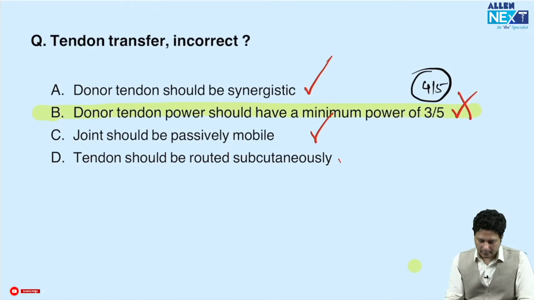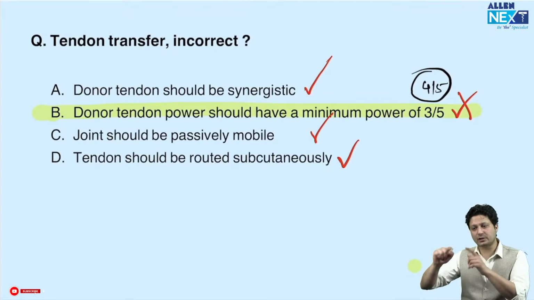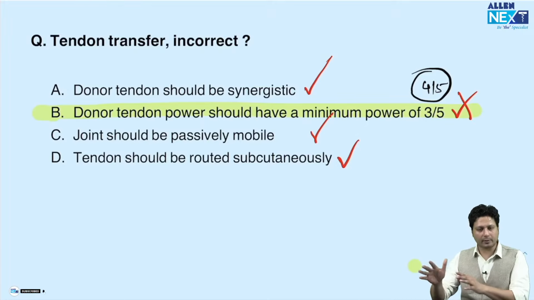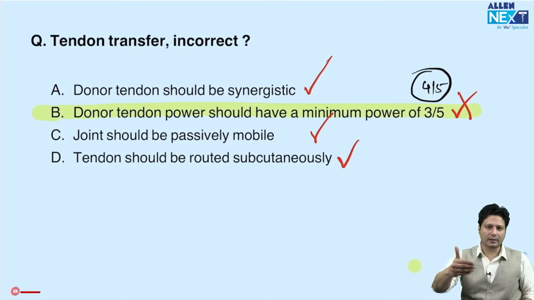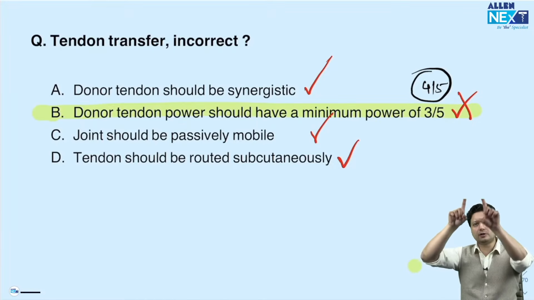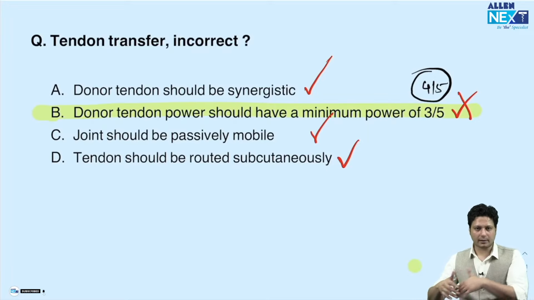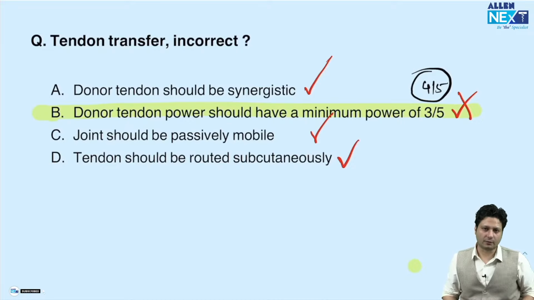around which you are transferring the tendons. Then the tendon should be routed subcutaneously in order to prevent adhesions and contractures later in the course of disease or after performing this procedure. It has to be routed subcutaneously, and it should share a similar inclination: a vertical tendon to be transferred by a vertical tendon, a horizontal tendon by a horizontal tendon. So these are the principles of tendon transfer.